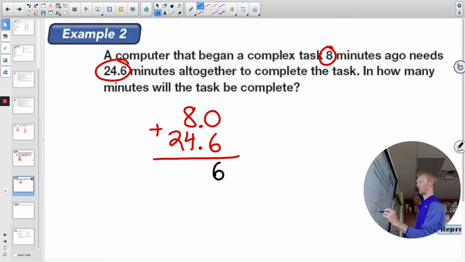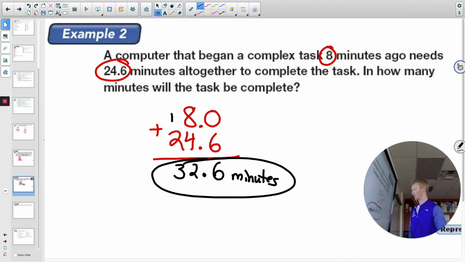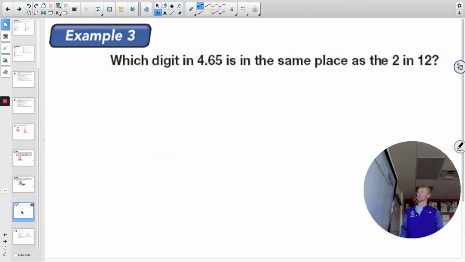6 here, 8 plus 4 gives me 12. Oh, don't forget your decimal at the bottom here. Stays in the same spot always. 2 plus 1 is 3. 32.6 minutes. Don't forget the label. All right. Last example here.